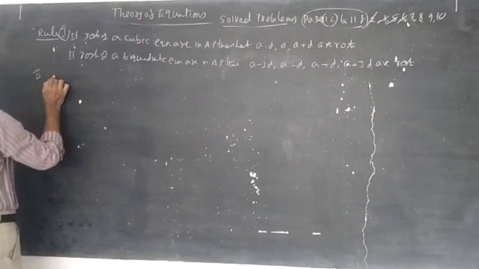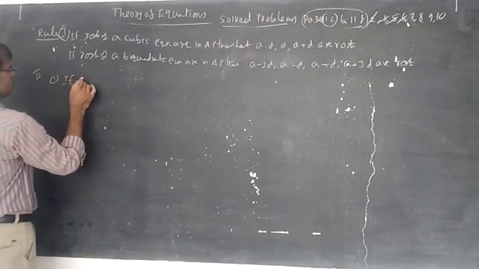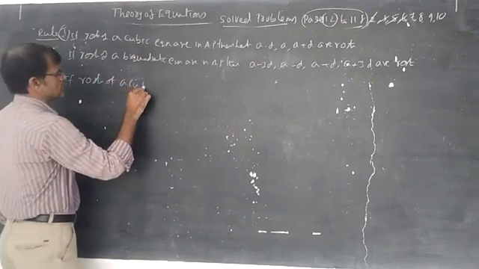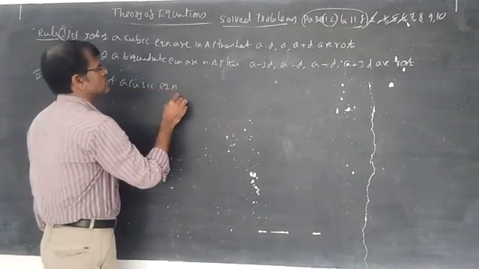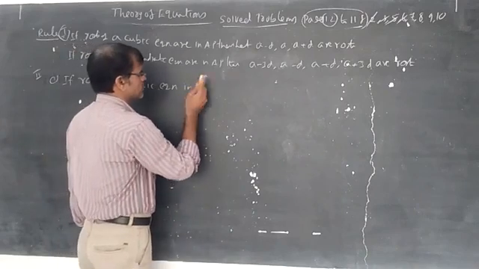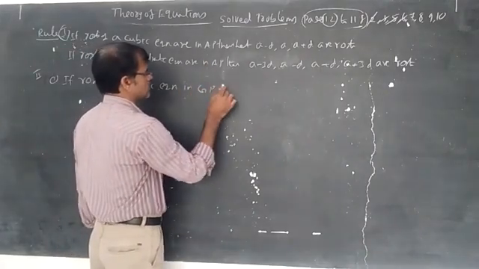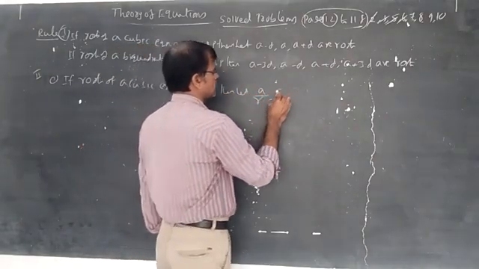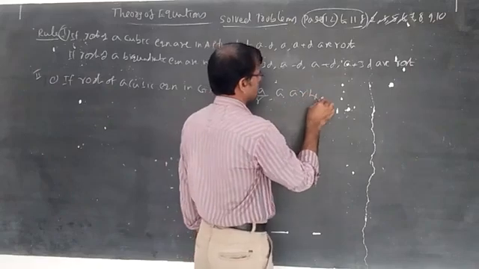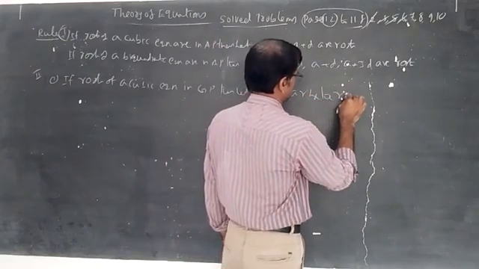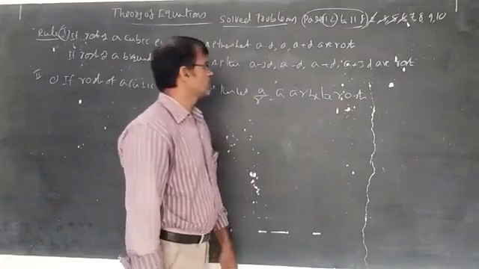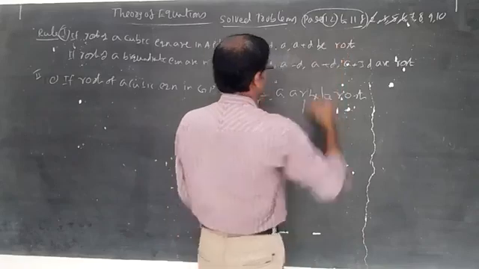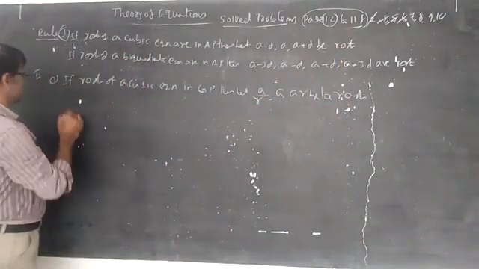Second rule, second one. If roots of a cubic equation are in GP, in geometric progression, then let a by r, a, ar be the roots. A by r, a, ar here be the roots.